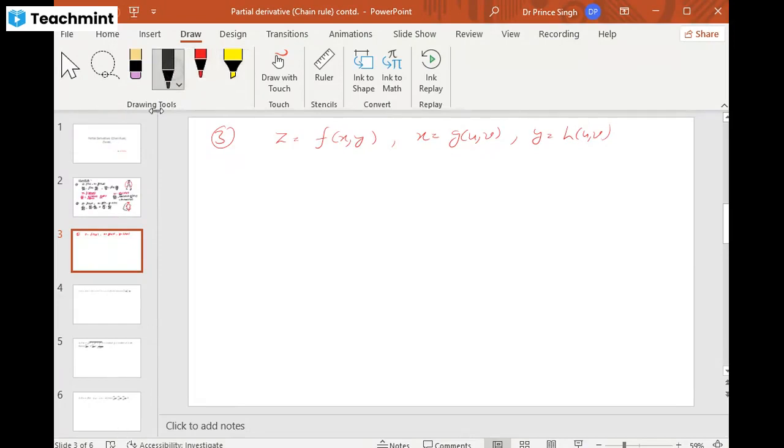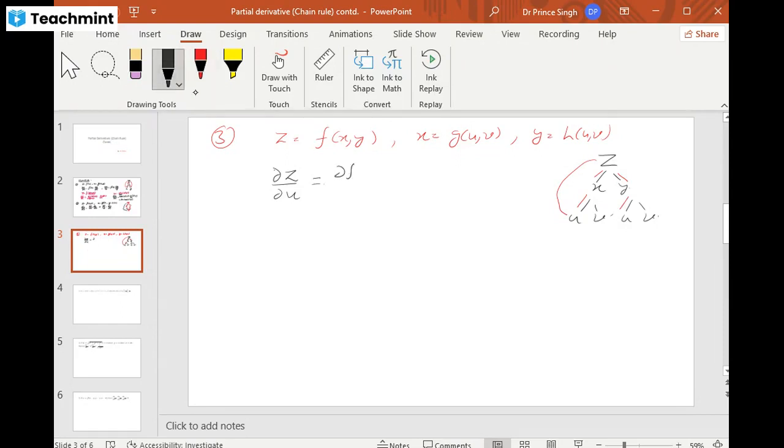So what is the derivative of z with respect to u? In this case, it is a partial derivative of z with respect to u. It will follow a chain: z depends upon two variables x and y, but x and y further depend upon u and v. So how do we differentiate z with respect to u? It will follow a chain: z depends upon x, x also depends upon u, z depends upon y, y depends upon u.